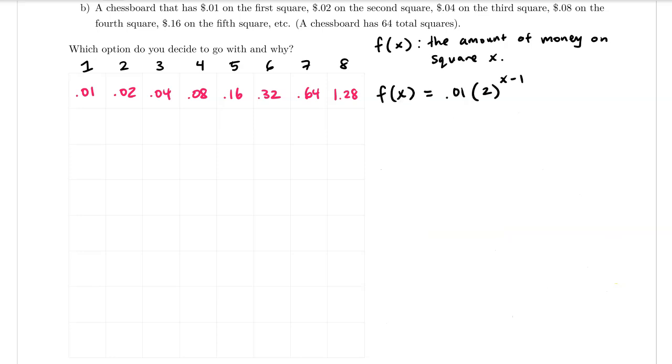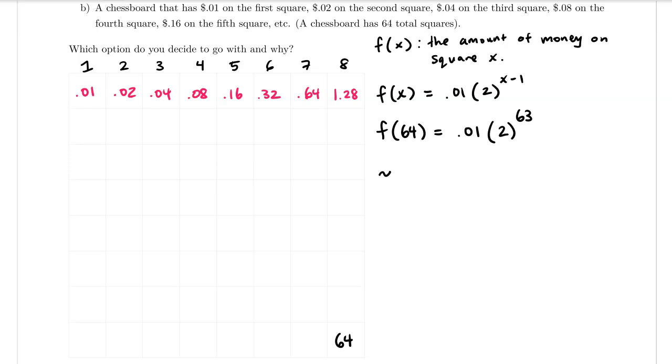So now that we have this function that we came up with, we can utilize this to figure out how much money is on a particular square. Namely, I want to figure out how much is on the very last square, because that's the square that's going to have the most amount of money on it. So if I wanted to figure this out using this formula, I could plug in 64 for x. So that would give us 0.01 times 2 to the power of 63.